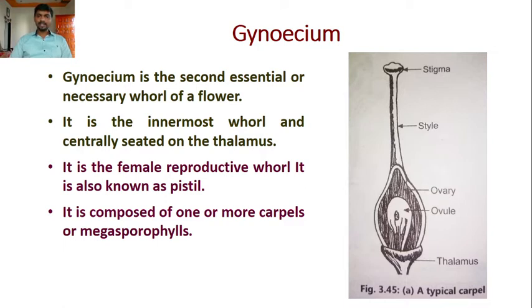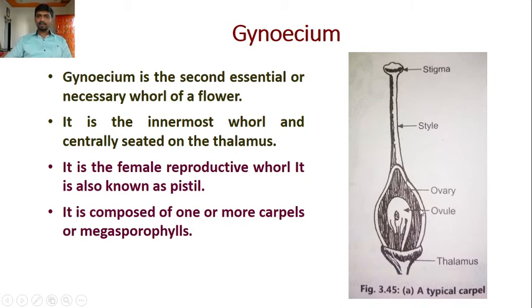It is the innermost whorl and is centrally seated on the thalamus. Here in this diagram we can see the gynoecium at the innermost position, seated on the thalamus. It is the female reproductive whorl. It is known as the pistil. It is also called the carpel. It is composed of one or more carpels or megasporophylls.